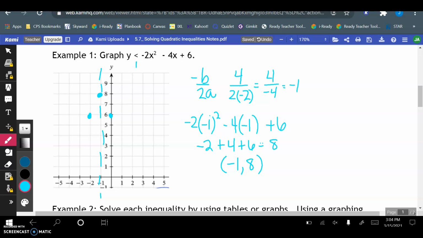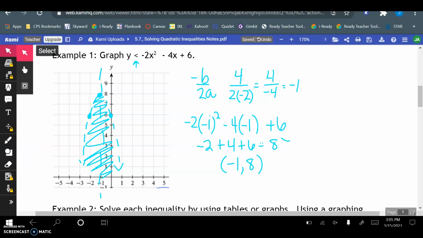Looking at our inequality here, it's not underlined, so it's not including the parabola. So we're going to make it a dotted parabola. And then y is less than, so we're going to shade under the parabola, and under the parabola is here. Any ordered pair that's in that shaded region is a solution to that inequality.